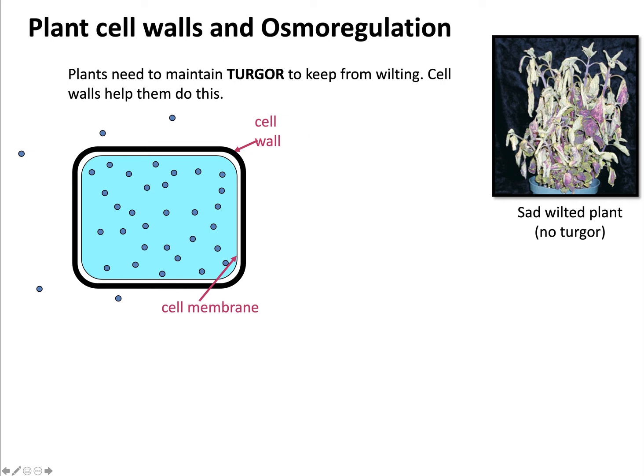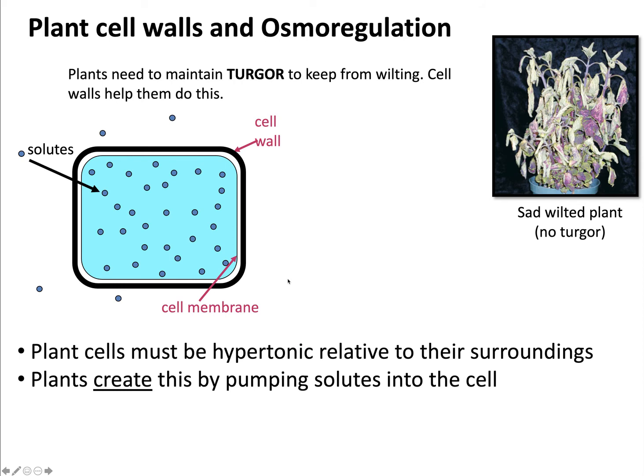So you can think of a sad, wilted plant. This is a plant that does not have a lot of turgor. Basically, plant cells need to be hypertonic relative to their surroundings. Remember, hypertonic means that there's more salts inside of the plant cells than there is outside of them. So the outside is hypotonic, and the inside of the cell is hypertonic. They can create this hypertonic environment by pumping solutes or salts into the cells.